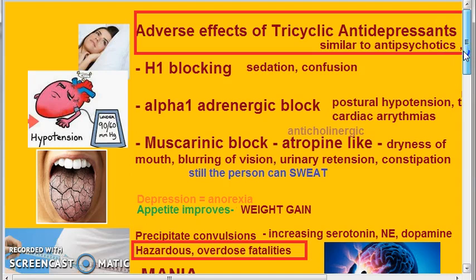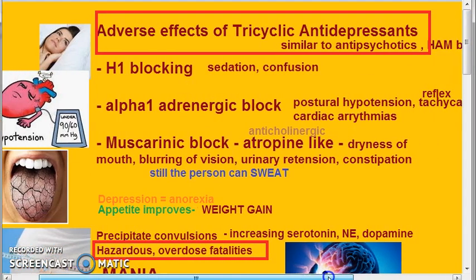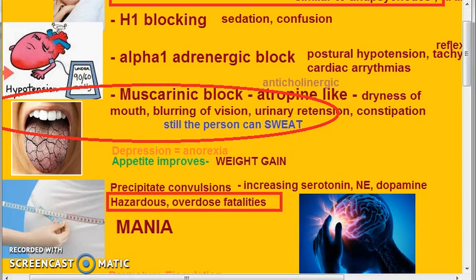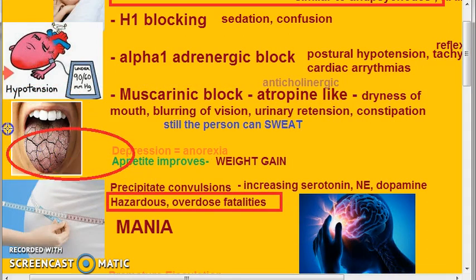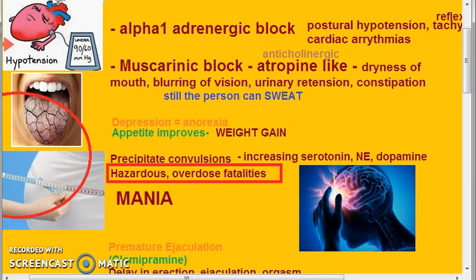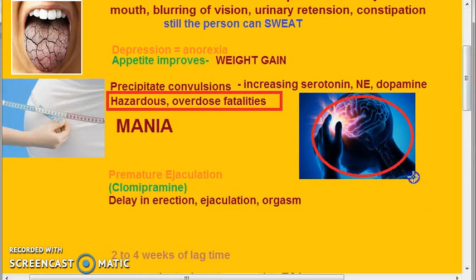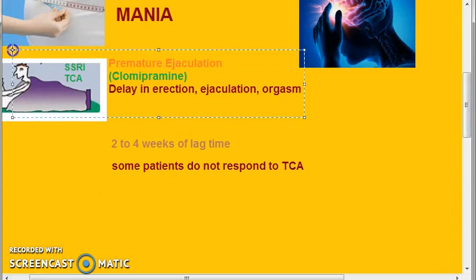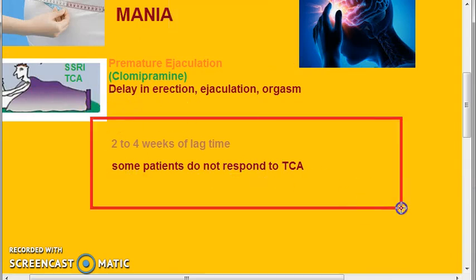Let us revise the adverse effects of tricyclic antidepressants. They are so similar to the antipsychotics because of the HAM block, right? H1 blocking will lead to sedation, confusion; alpha adrenergic block, postural hypotension, reflex tachycardia, cardiac arrhythmias; muscarinic block, anticholinergic action, dry mouth, blurring of vision, urinary retention, constipation. The person can gain weight, there can be mania, there can be precipitation of convulsions. Premature ejaculation, when you were trying to treat that, the side effect is going to be delay in erection, ejaculation, orgasm. Finally, there is a delay in the action of antidepressants, and some of the patients may not even show improvement with TCA.